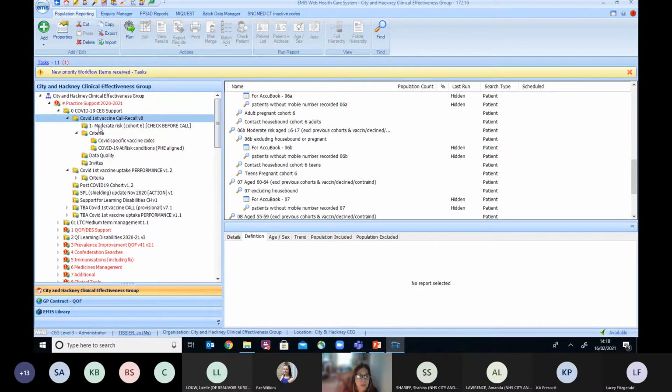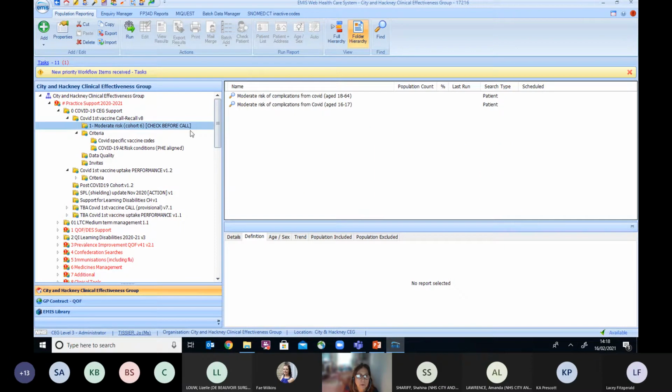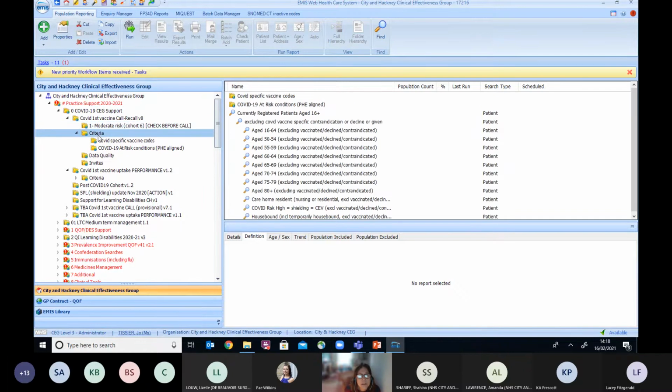Then you can see as we go down, you've got the moderate risk cohort, which is cohort 6. And we put a couple of searches in there. We would suggest that you would actually run those searches, just so that you can check who is coming up in those searches. So it's a kind of checking search. If we go down to the next one, the criteria.